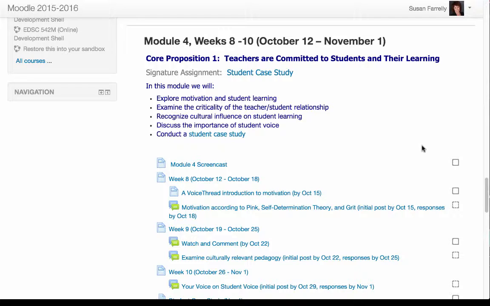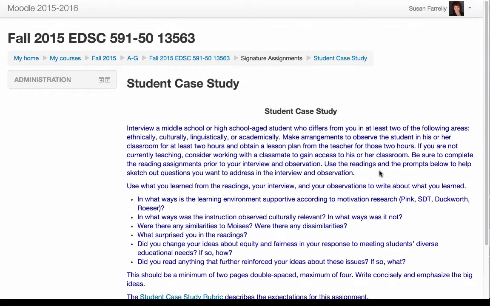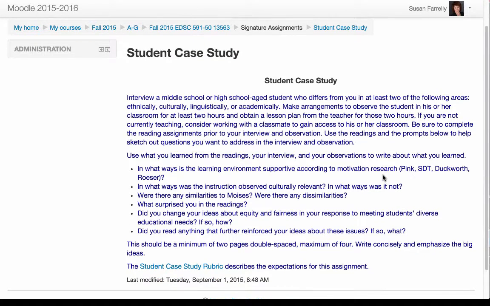The signature assignment for this module is the student case study. It's important that you take a look at the student case study before you do anything else in this module, because you should be working on it from the first week. You are asked to find a student and interview them, and then observe them in a learning environment, so in a classroom where being instructed is ideal.